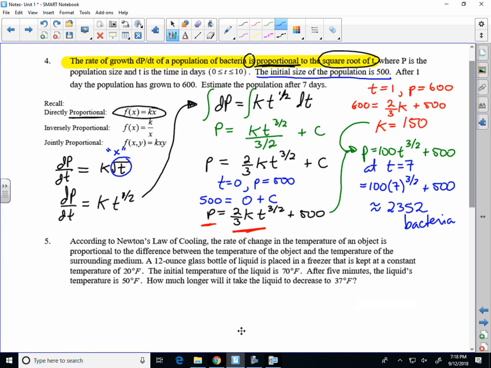That's gross. Initial size is 500. I mean, I guess I've seen more invasive.